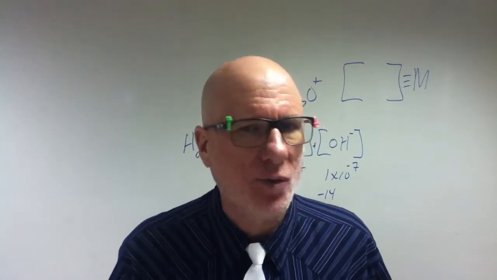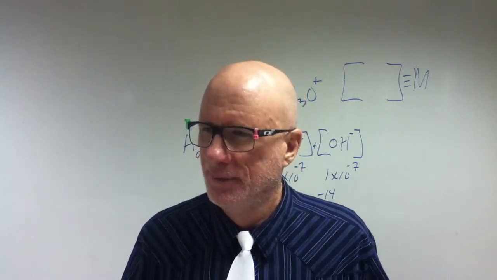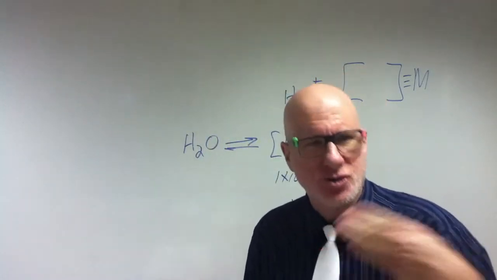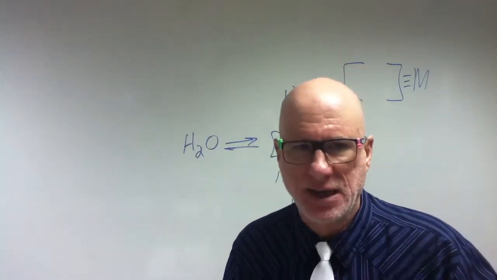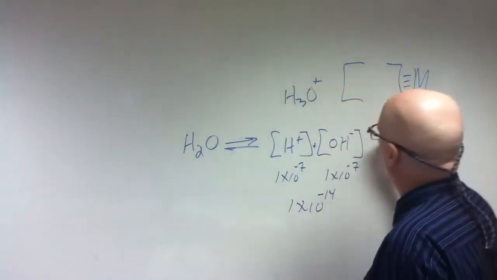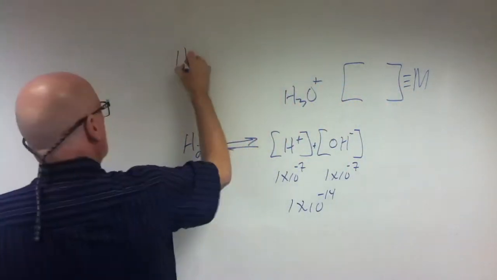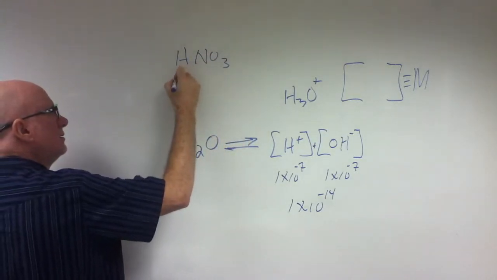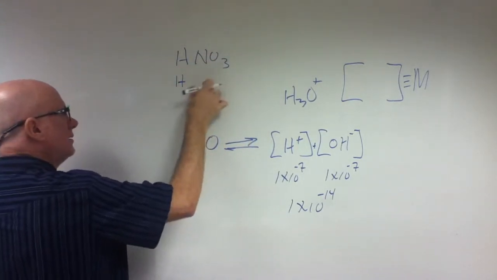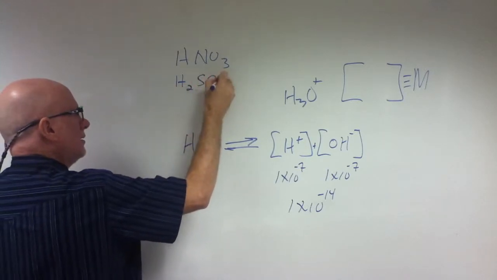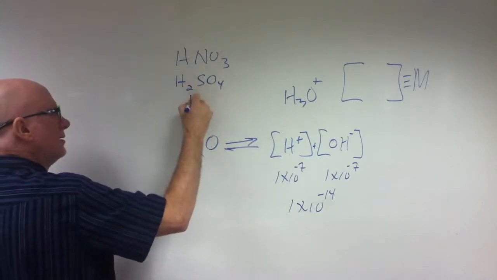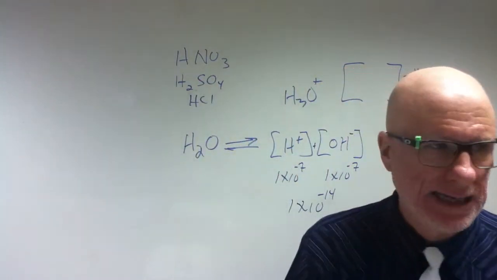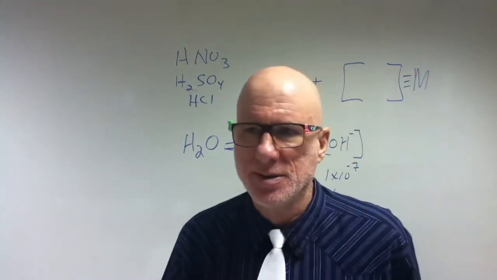Now, what I want to do is put in here the salt of a weak acid, okay? The major strong acids that are very common are nitric acid, sulfuric acid. Those are the biggies, right? When you think of strong acids. Yes, there are others, but those are the big ones.